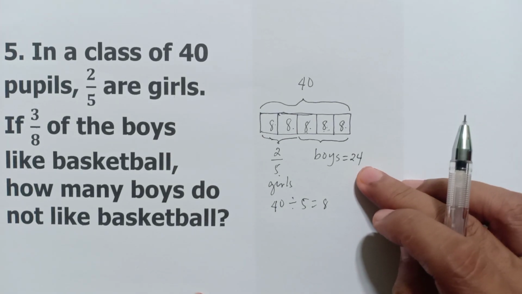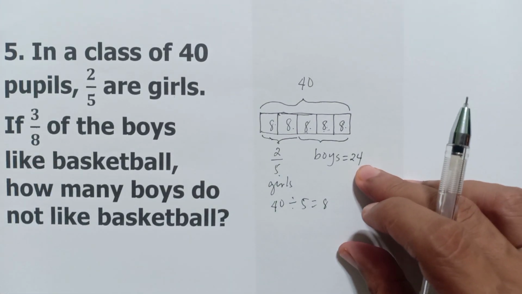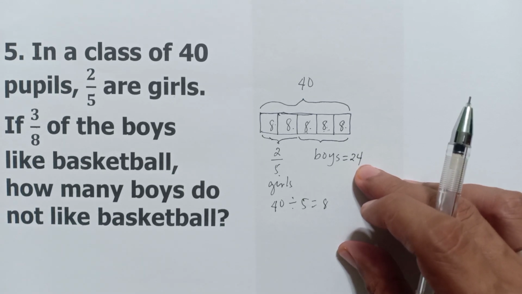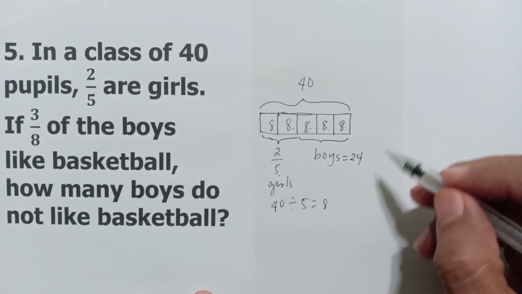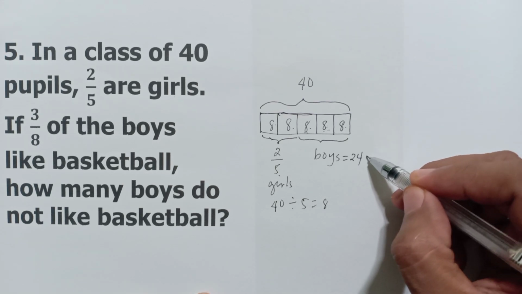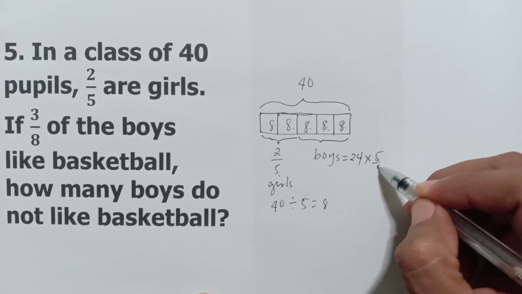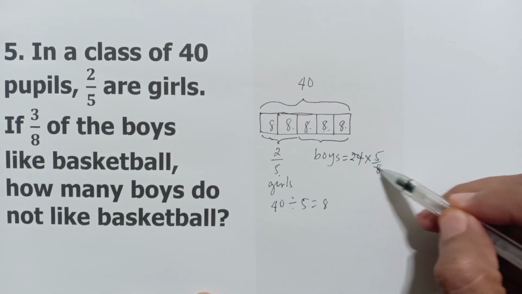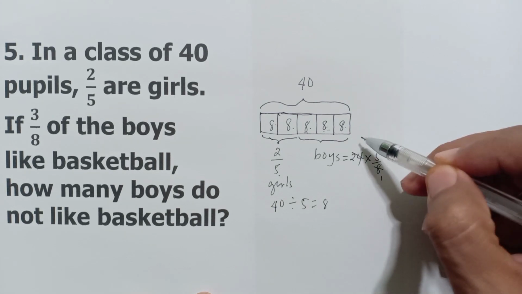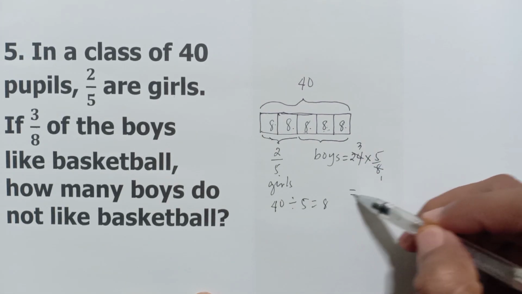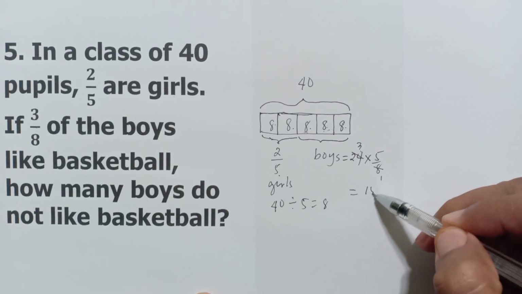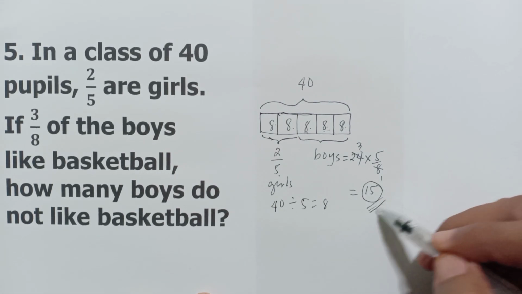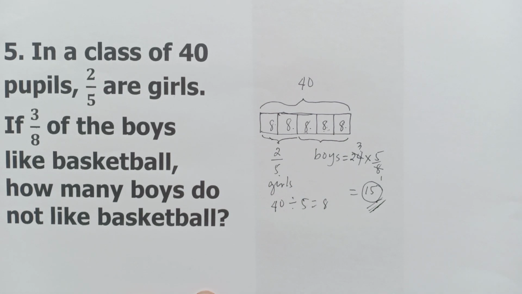Now, from these 24 boys, 3/8 like basketball, meaning 5/8 do not like basketball. So, let's get 5/8 here. We simply multiply this by 5/8, correct? So, we can use cancellation. We can divide this by 8. We get 1 and 3. So, we multiply 3 times 5. That's 15 over 1, or simply 15. So, our answer is 15 boys do not like basketball.